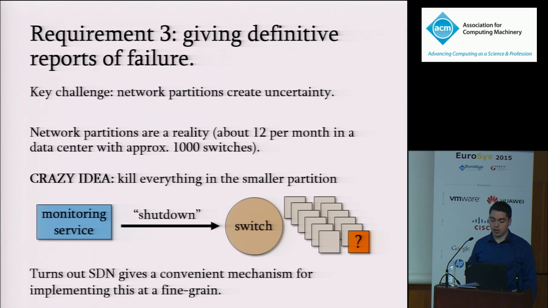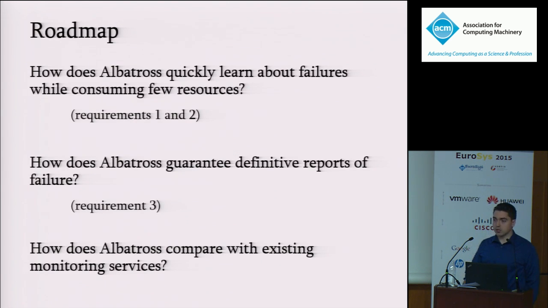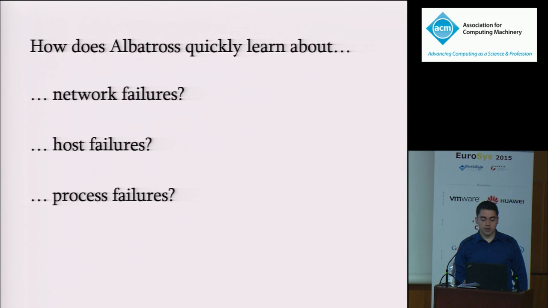Now, in the rest of the talk, I'm going to present the service that we built called Albatross that uses software-defined networking to build a fast monitoring service. So to explain Albatross, I'm going to first answer the question of how it meets these requirements, starting with how does Albatross quickly learn about failures? And for this, I'm going to break down Albatross's handling of failures into 3 different types of failures: those in the network, those of hosts themselves, and process failures.